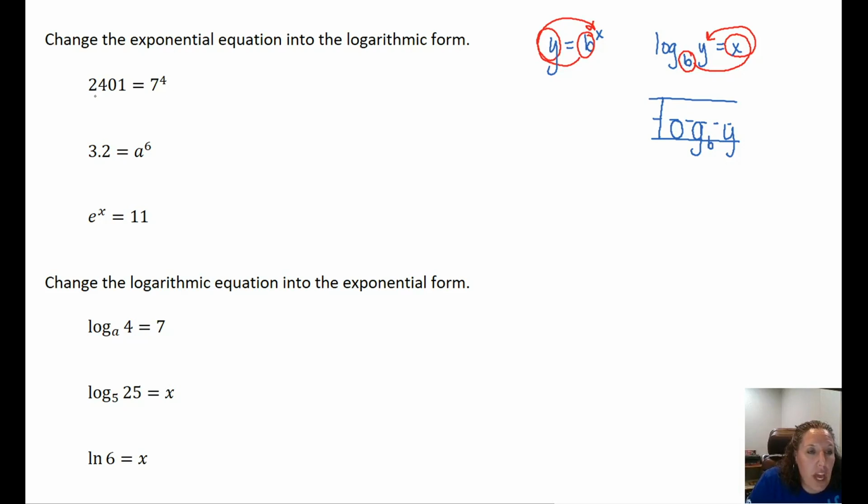So on this first one, we have 2,401 equals 7 to the 4th. So our base is going to be the number that is raised to the power. That's going to be the 7. So we're going to have log base 7. We're going to go across the equal sign. That gives us our argument of our logarithm.